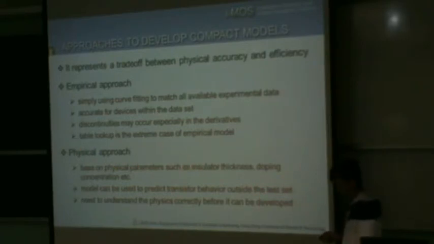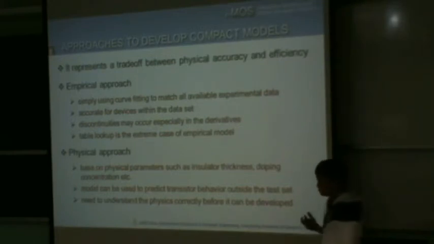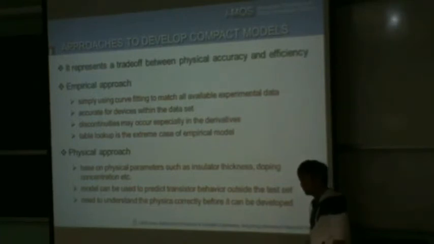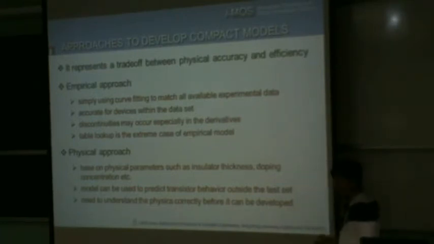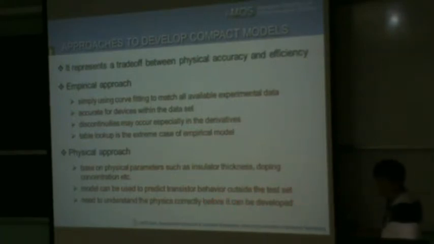But this has some problems. To develop a correct physical model, you have to understand the physics first. So as a result, this model normally will be developed later than the technology development, because at the very beginning, people put in some new material, some new structure, and we don't understand what is going on. At that time, it is very difficult to develop a physical model, so it is developed later in the process.